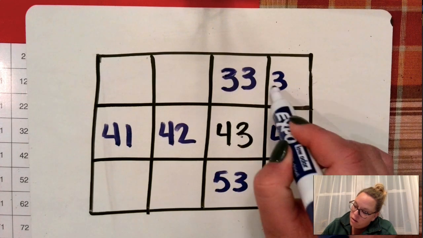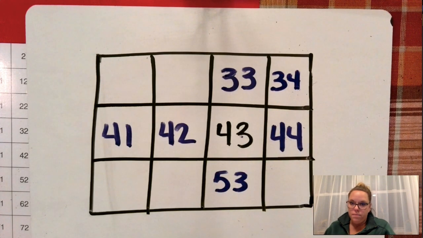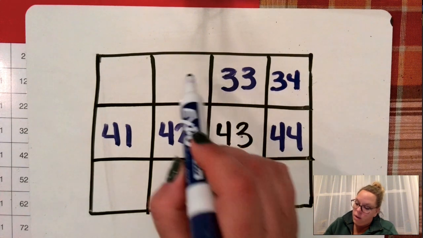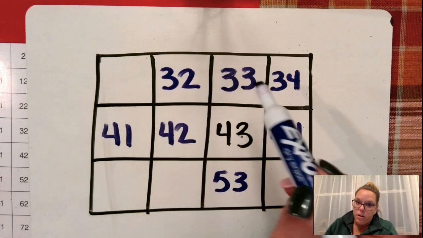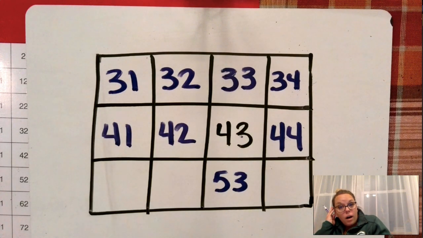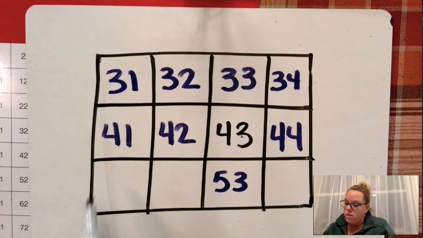33, 34. Now we have to go before 33. 34, 33, 32, 31. Let's do the same thing down here.